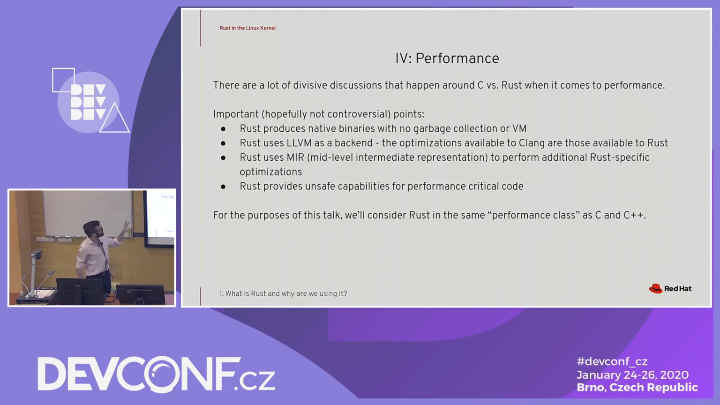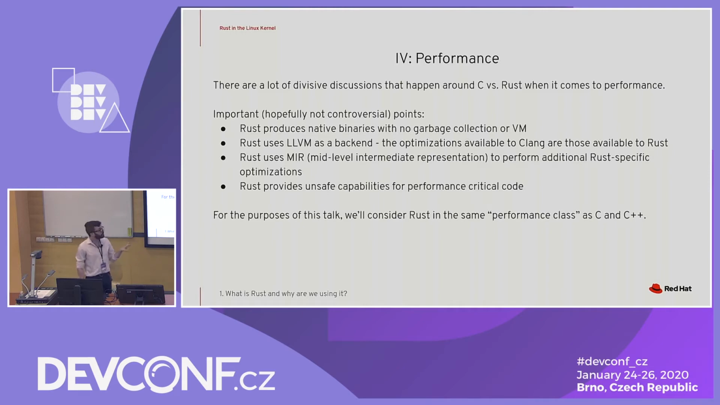So when it comes to performance, we often get into a lot of nitty-gritty number-related details, and people always want to know which is faster, C or Rust. I'm going to sidestep all of that because we're instead going to go over some non-controversial points. Rust is going to produce native binaries. There is no garbage collection or VMs, so we're going to get some performance boost from that.